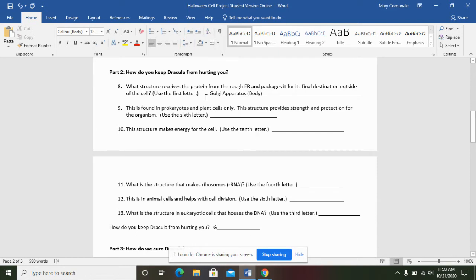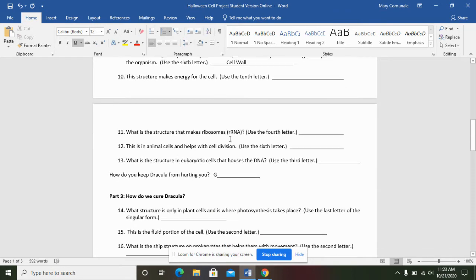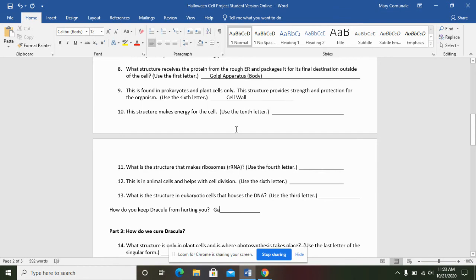This is found in prokaryotes and plant cells only. The structure provides strength and protection for the organism. Cell wall. Use the sixth letter. K. This structure makes energy for the cell. Oh my gosh, the powerhouse of the cell. Everybody knows this one. The mitochondria.